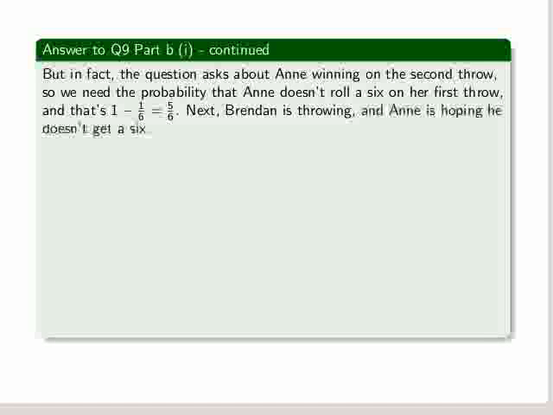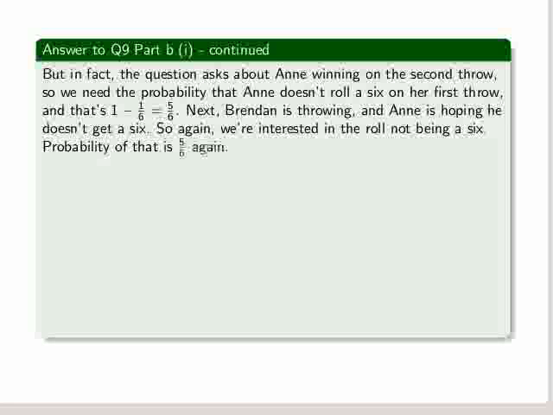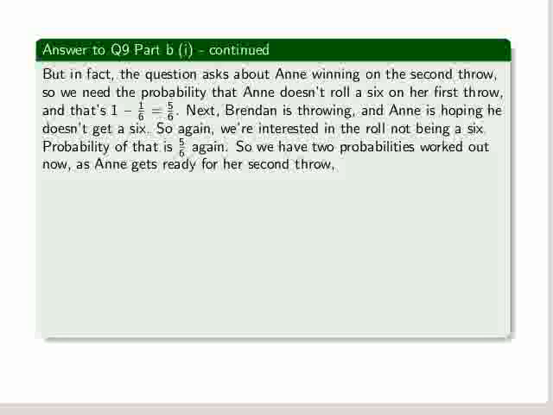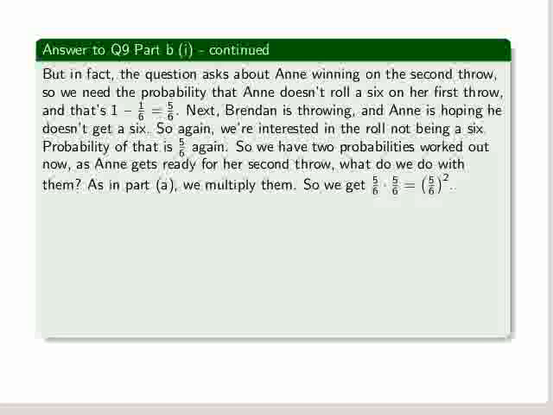Next, Brendan is throwing, and Anne is hoping he doesn't get a 6. So again, we're interested in the roll not being a 6. Probability of that is 5 over 6 again. So we have 2 probabilities worked out now, as Anne gets ready for her second throw. What do we do with them? As in part A, we multiply them. So we get 5 over 6 times 5 over 6, which is 5 over 6 squared.